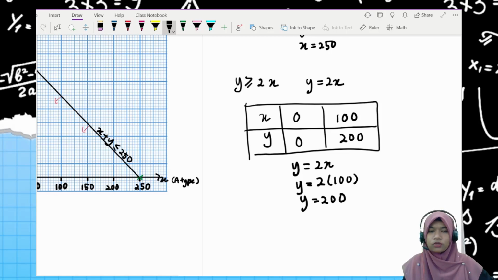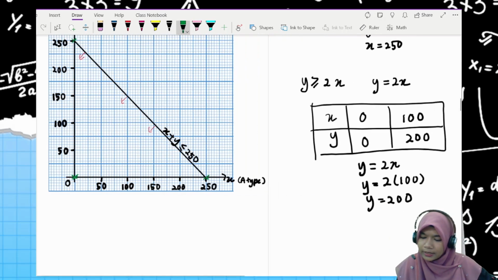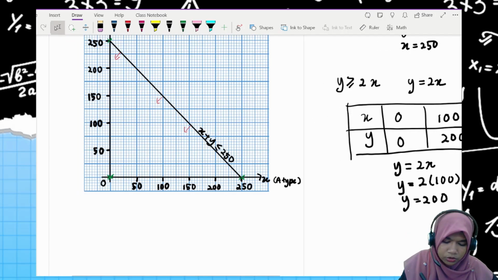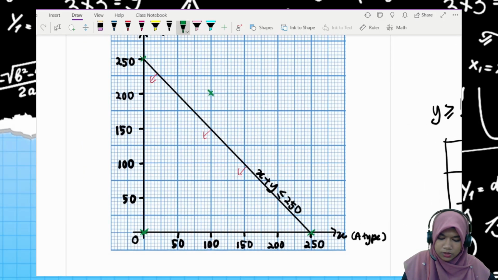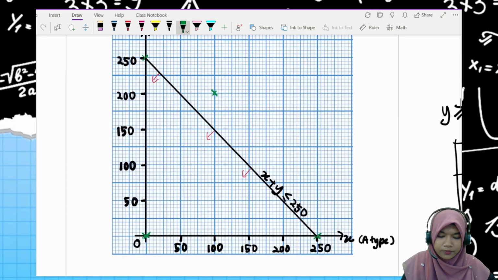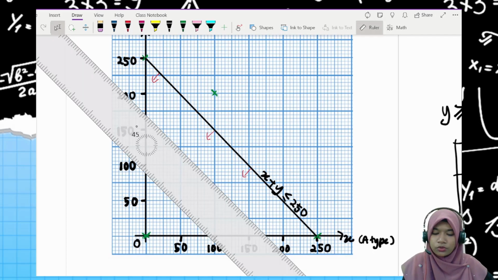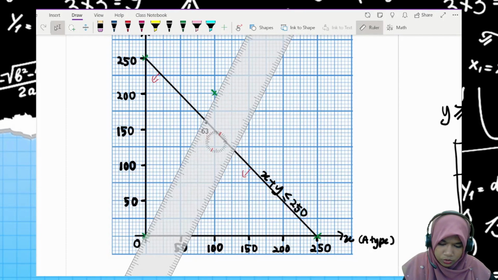So then you draw the straight line. This one is 0, 0, and 100, 200. When x equals 100, y equals 200. Can you see it? At least you get 2 points to draw the straight line. So you join the points.